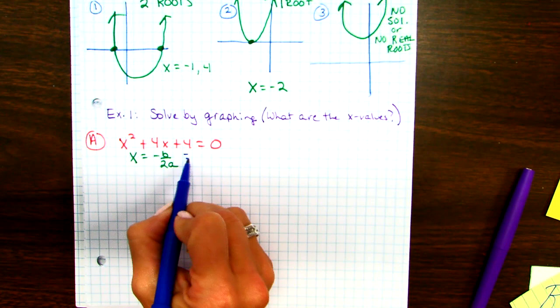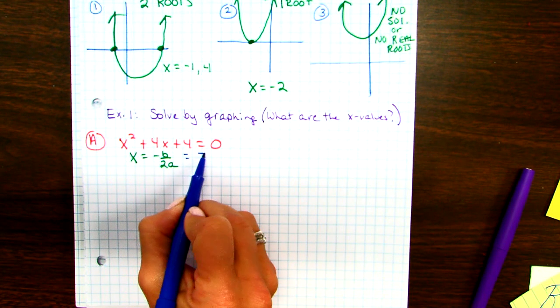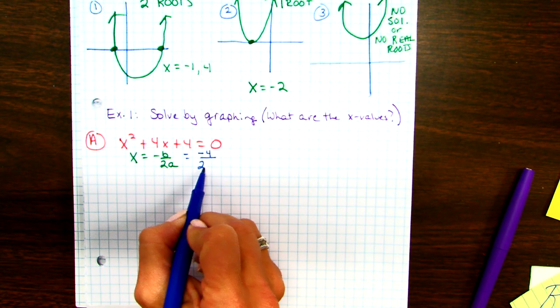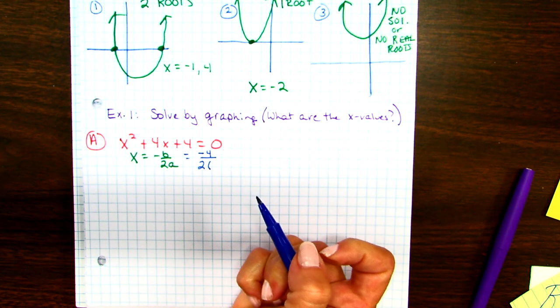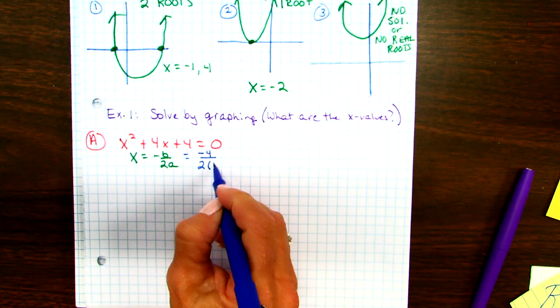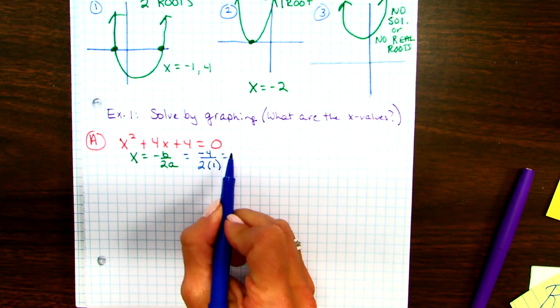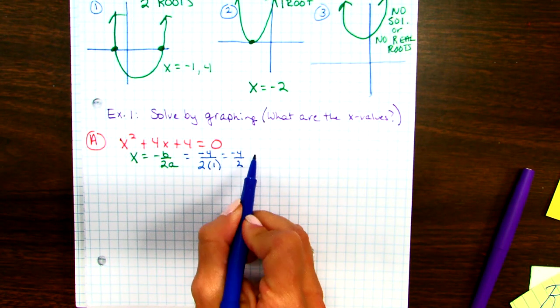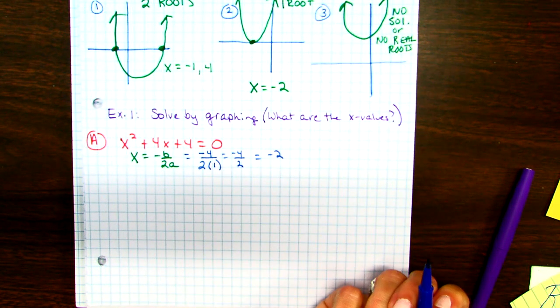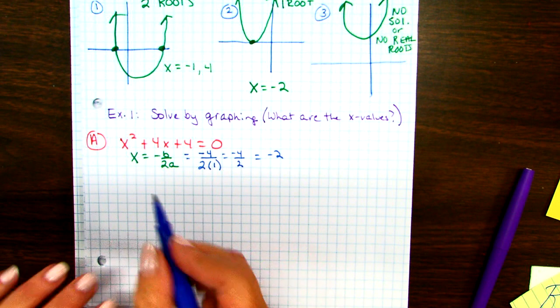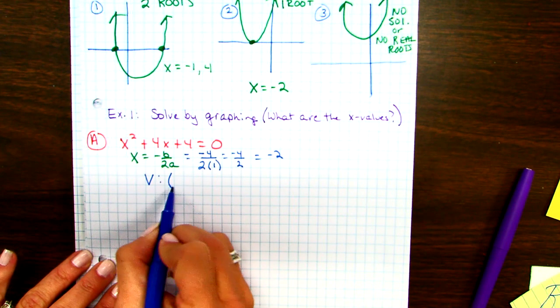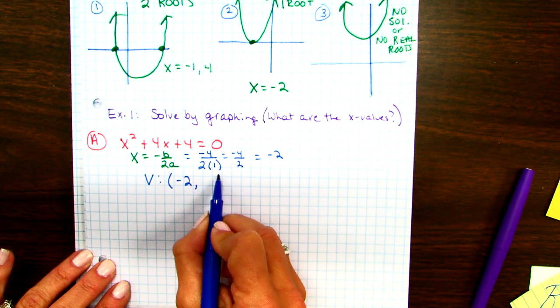So b is 4, right? So I'm going to plug it in. Negative b over 2 times, what's our a value, guys? 1. Come on. I get negative 4 over 2, which is negative 2. Remember what that is? That's the x value of your vertex.